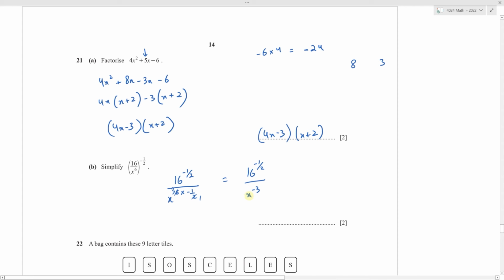To make the powers positive, I'll take this into the numerator, bring this into the denominator. So I'll get x cube over 16 power 1 over 2. And you know that power 1 over 2 is simply square root. So square root of 16 is 4. So your answer is x cube over 4.